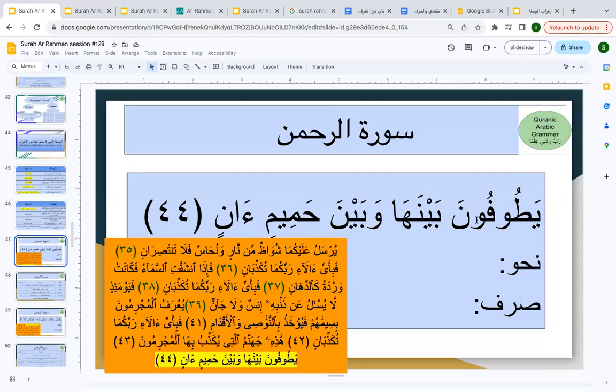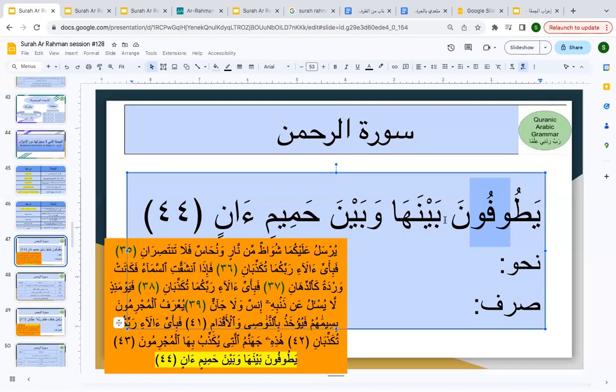In tatufuna, the same is the doer, but the difference between ya and ta helps me decide if it is they or you all. I am seeing ya at the beginning. The alamatul mudari' is ya, so it is going to be translated as they. Bainaha wa baina is going to be your zarf. Baina is a special mudaf of place. Between it and between boiling water, they will circumambulate between it and between the boiling water.